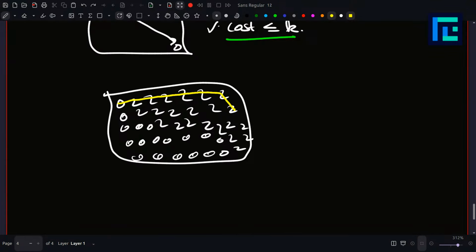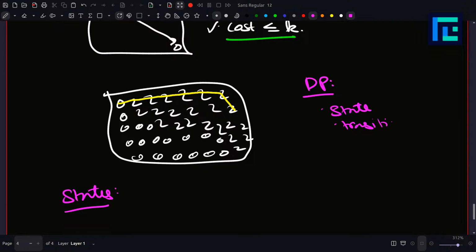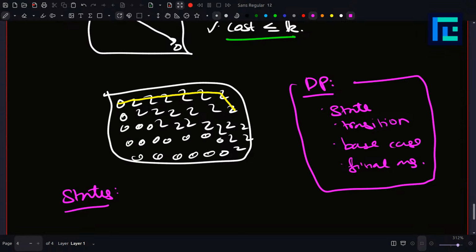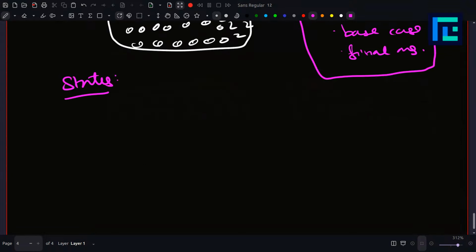So when we have done the standard grid DP, we already have two states, right? The two states are i and j. Whenever we do a DP, there are four parts to it. For any DP, we have to think about four parts: state, transition, base case, and final answer. So these are the four parts to any DP, and let's think about these states.